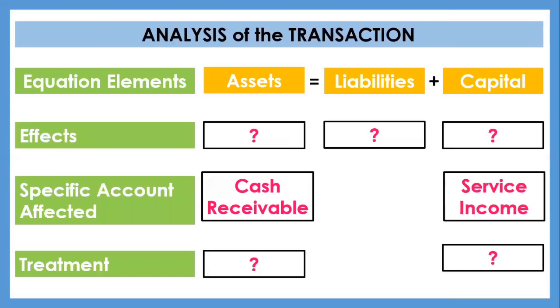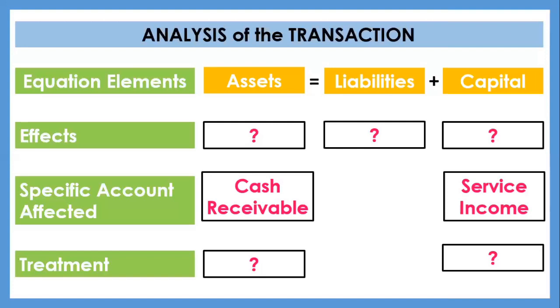Why cash receivable? It's because the company rendered services to its customers amounting to 50,000 pesos. However, we have not received such amount as of yet. It is still a collectible of the company. So that is why it's considered cash receivable. On the other hand, we also have our second account, service income, because that will become an income of the business itself, which is V&R Services.